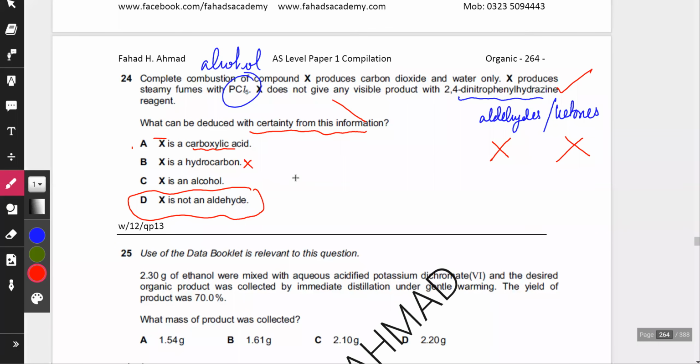Sir, PCl5 with carboxylic acid also produces steamy fumes? Yes, but that reaction is no longer in your course. Which is why there would have been confusion between A and C. You can't be certain that it's an alcohol because it could be a carboxylic acid. But now they've taken that first reaction into A2, so you would probably not get options like this anymore. Okay, clear? Yes.